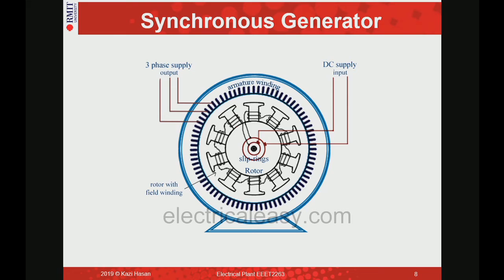So now we understand that DC supply comes to the rotor. And what type of rotor is this? Salient pole. You can count how many poles are there, then divide by 2, that is the number of pole pairs. And you see the armature on the outside, and they are taking 3-phase supply output from there. Now, after this discussion, it makes sense what we see there.